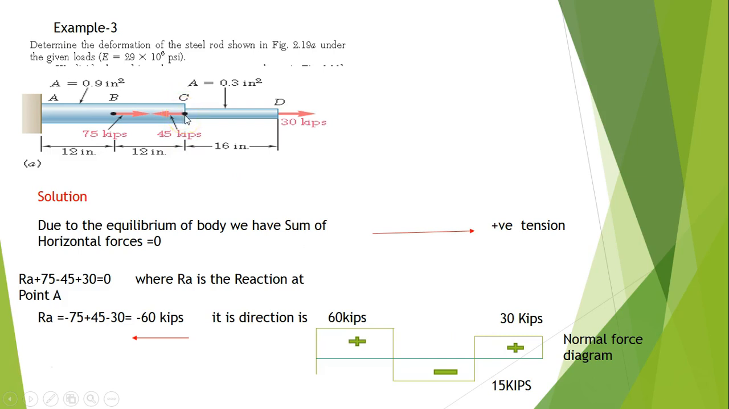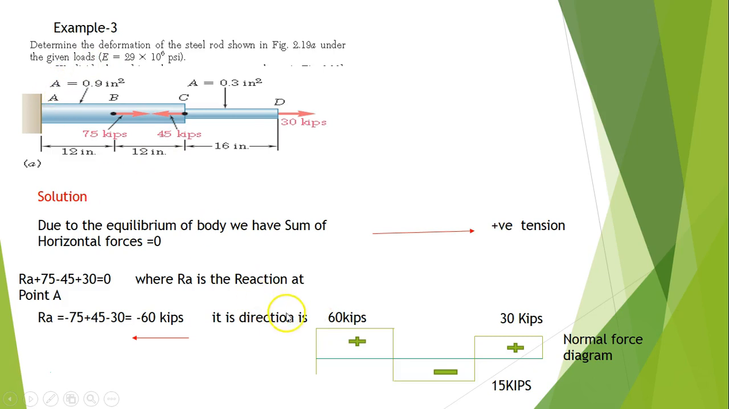This C is acted upon by a compression force, which is 45. So before we have 30, we go down 45 in the direction of the negative, and we go from C to point B, where we meet another force, which is a tension of 75 kips coming in the positive direction. So we come up by the value of 75. Then from here to here, there is no force, so this will keep going until it's finished with A.